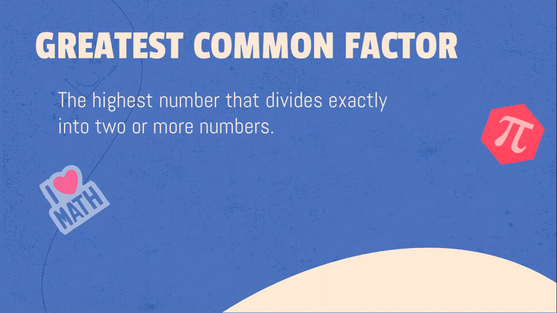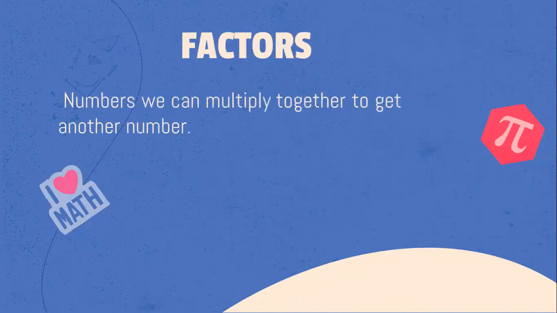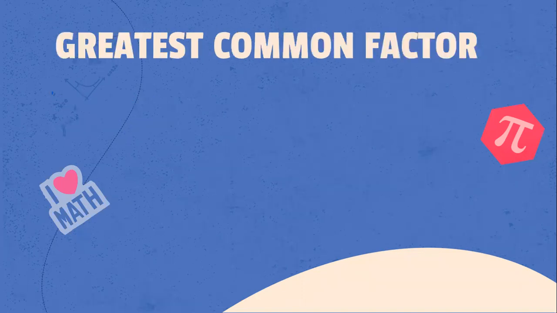What is greatest common factor? Greatest common factor is the highest number that divides exactly into two or more numbers. We also need to talk about factors. Factors are numbers that we can multiply together to get another number.